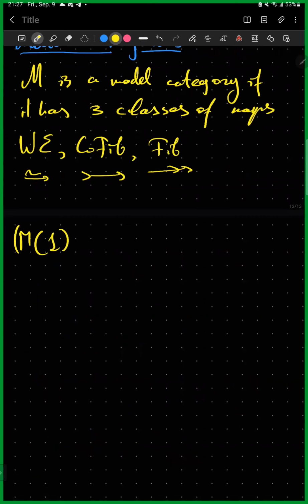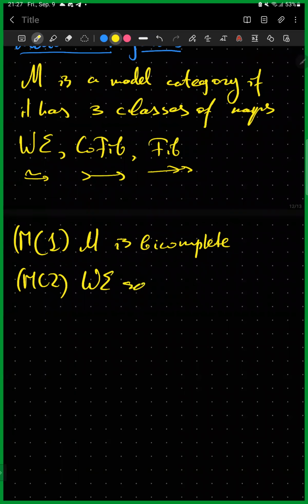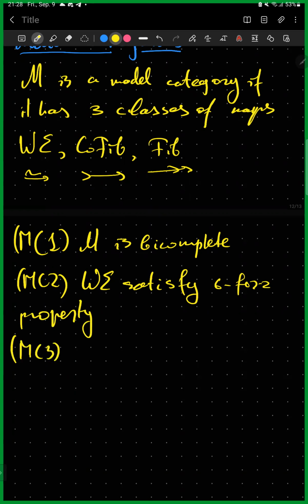So we have 5 axioms of model category, which I will really quickly recall. So M should be bicomplete. The second axiom states that weak equivalences satisfy the 6 for 2 property. The third axiom states that cofibrations and fibrations are closed under retracts.